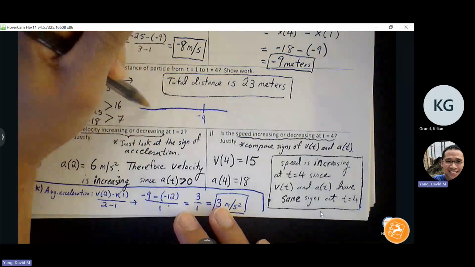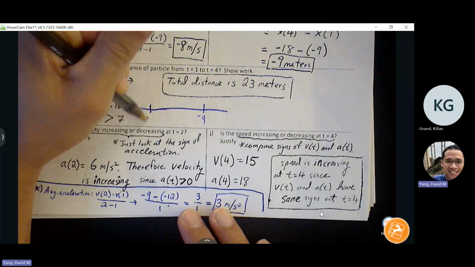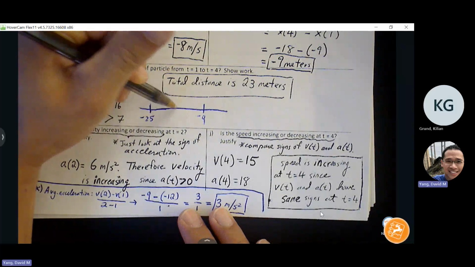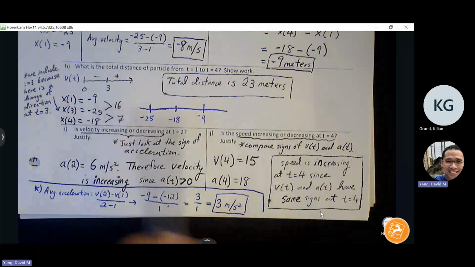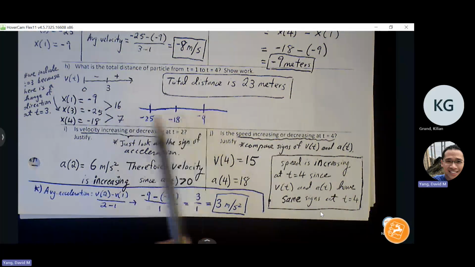And I walk all the way over on the number line to -25. And then I walk back to -18. So in 1 second, I'm here. 3 seconds, I'm here. By the 4th second, I'm here.